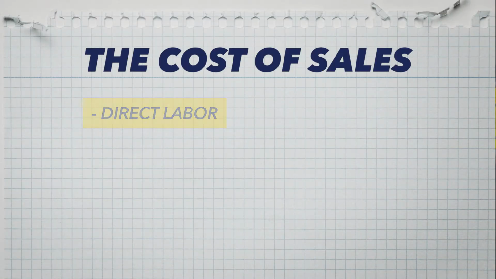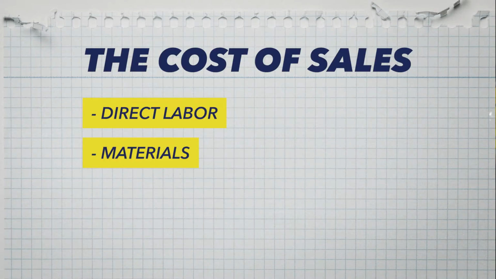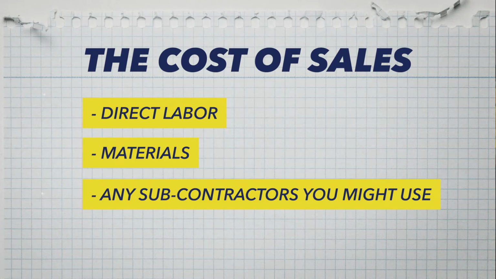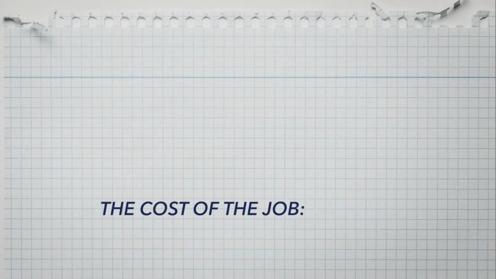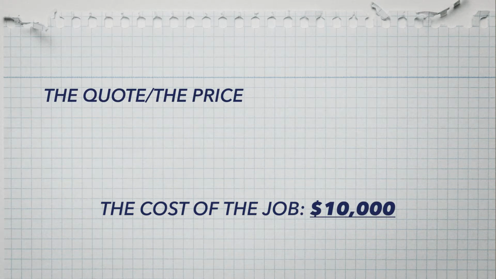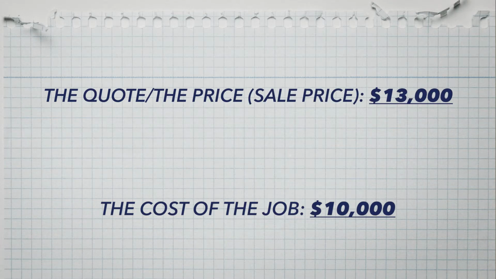So when you do a project, you've got the cost. Now, the cost of actually doing the project is what we call the cost of sales. So that's your direct labor, the materials you buy, and any subcontractors you might use to finish that job. So let's say you're a plumbing contractor and you're doing a small bathroom alteration. Now let's say the cost of that job is $10,000. And then you've got the quote or the price or the bid that you actually give to your client. Now we call that the sale price. So let's make that say $13,000.